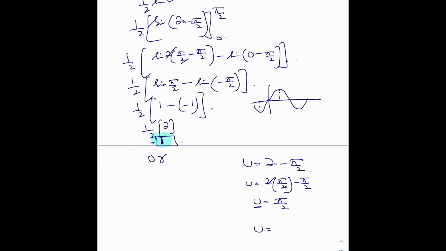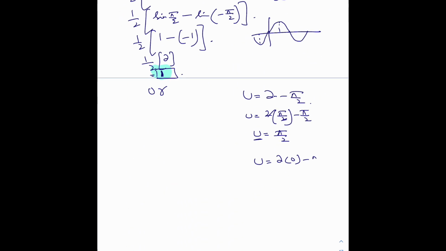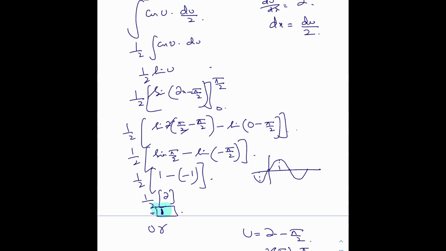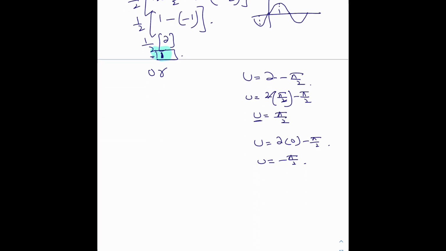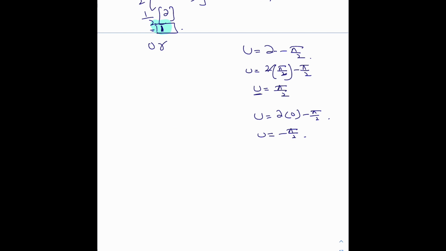And if I take x as 0, so it's going to be u equals negative pi by 2. Okay, so instead of putting in place of u, you can even apply the boundaries to half sine of u. Half sine of u, the boundaries which you will have to take will be pi by 2 and negative pi by 2.